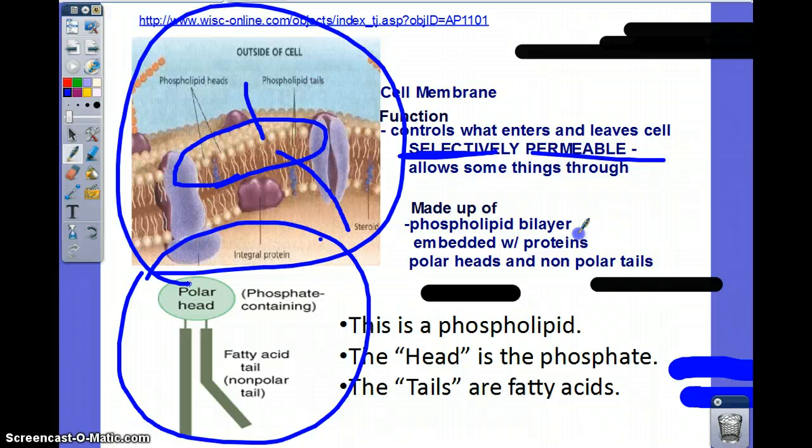Notice how I put here bilayer, because there's one layer there and another layer here. You see it? Two. Bi means two. So you should be able to see that membrane and understand where's the head, where's the tail, where's a protein. Proteins are easy. They're like structures that look like they don't even belong there. They're embedded in between the phospholipids. And then one side is one layer and the other side is the other layer.